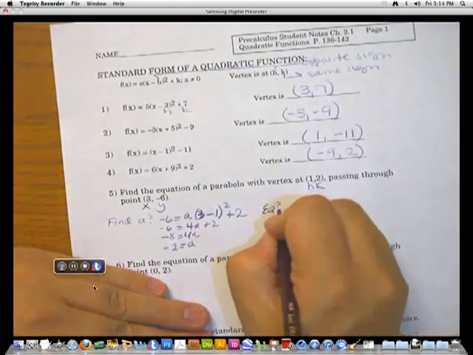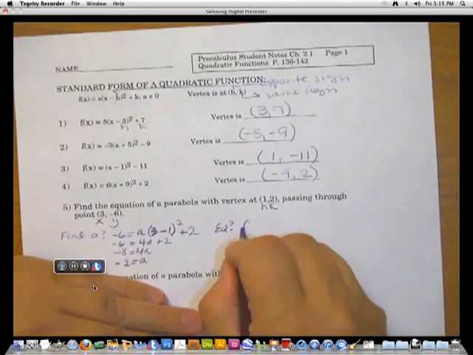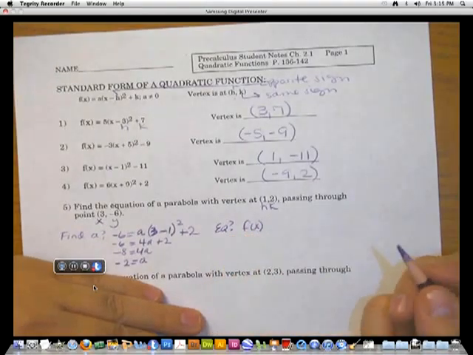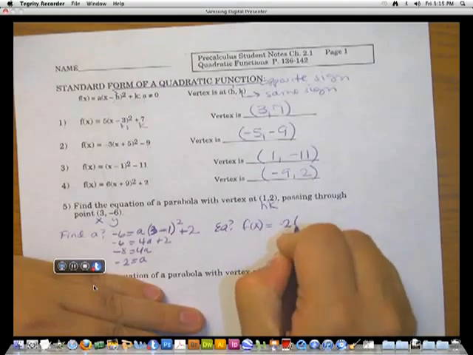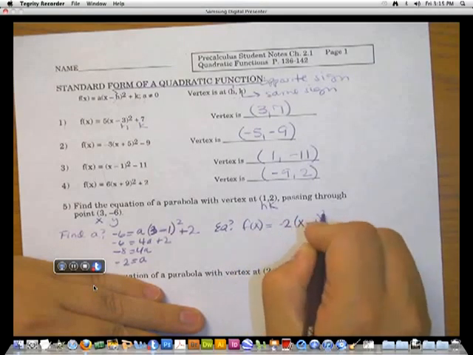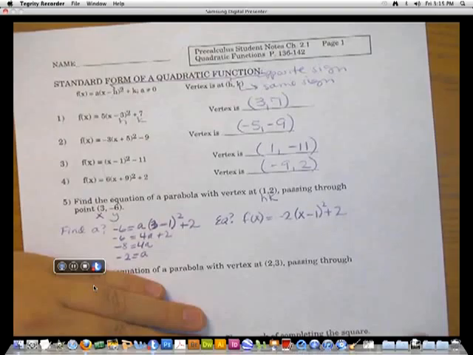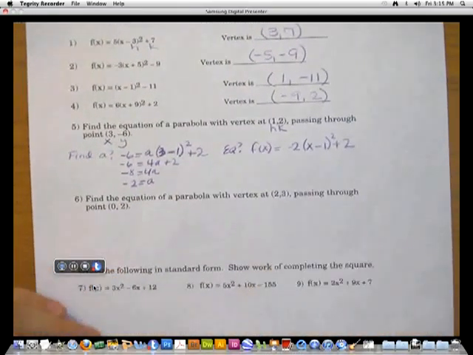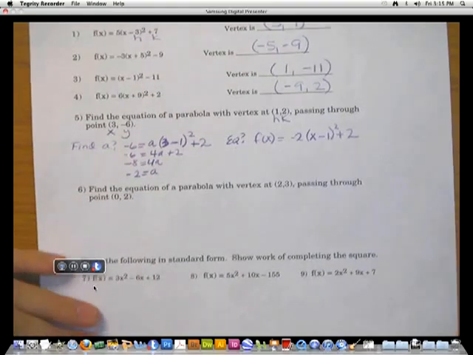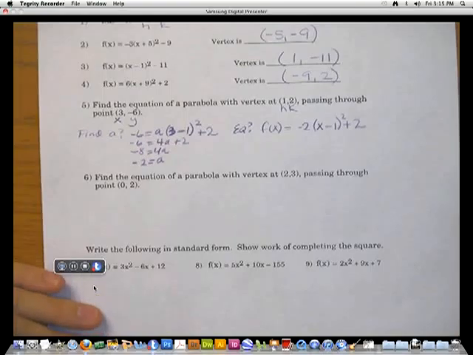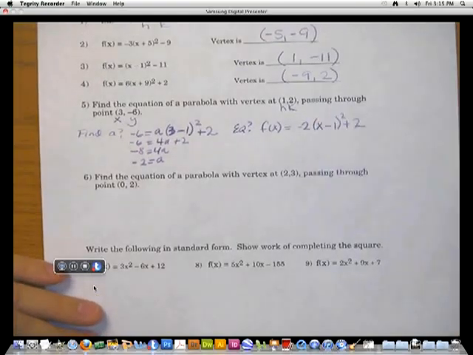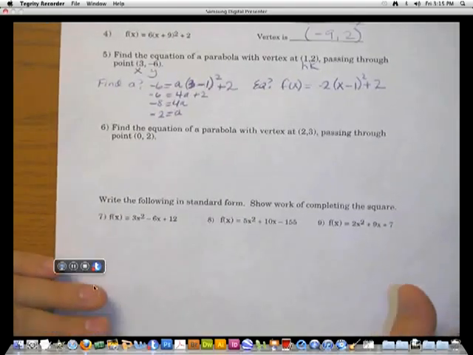So what is the equation? Well, the equation then is f(x), because we do want to write it in function notation, a(x - h)^2 + k. So fill in the actual h and k. All right, on number 6, find the equation of a parabola. Again, same thing. We're just going to practice it again. So if you would, pause the video, take a couple minutes, see if you can come up with the a and the equation based on the (h, k) and the (x, y) that's given to you. So go ahead and pause and then come back and I will work through the problem.